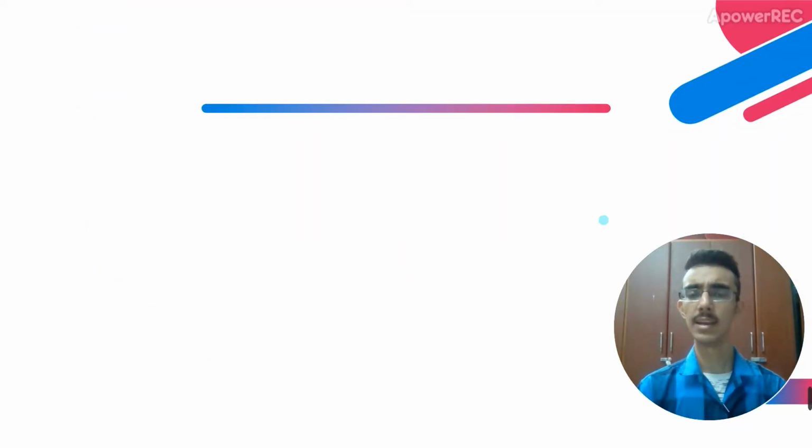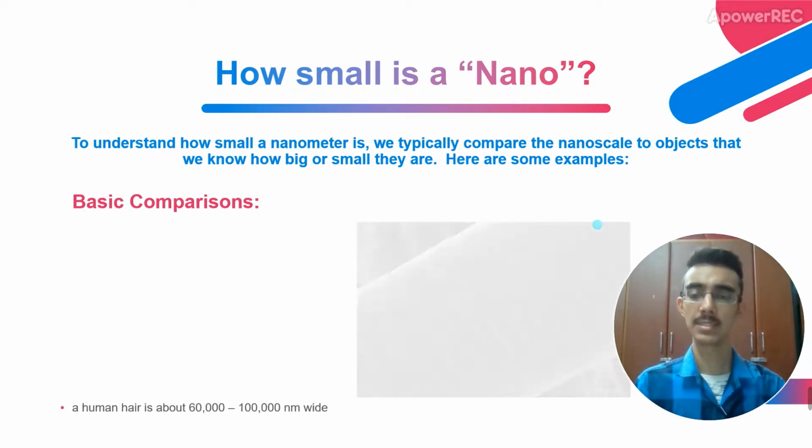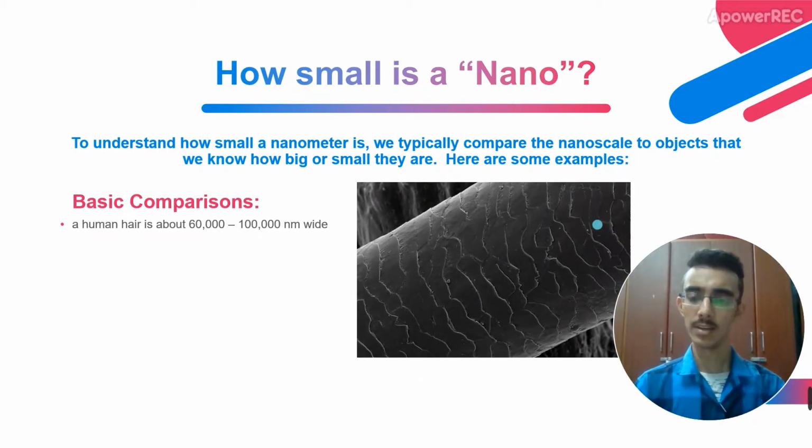But before we can understand what and how small nanomaterials are, we first need to see how small a nano is. I have noted down some comparisons so that we can get a feel of what we are going to study next. Now here are some very basic comparisons. A human hair is about 60,000 or 100,000 times a nanometer. That is, it is 60,000 times wider than a nanometer. I think we are getting some clue over here. But let's see one more example.